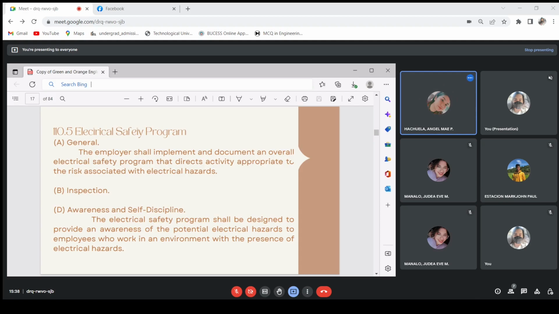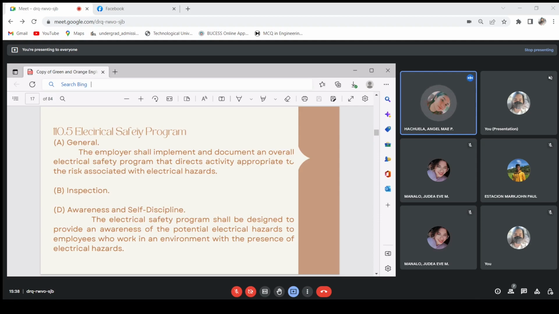Letter B, inspection. Sa inspection naman, the safety program shall include elements to verify that newly installed or modified electrical equipment or systems have been inspected to comply with applicable installation codes and standards prior to being placed into service.